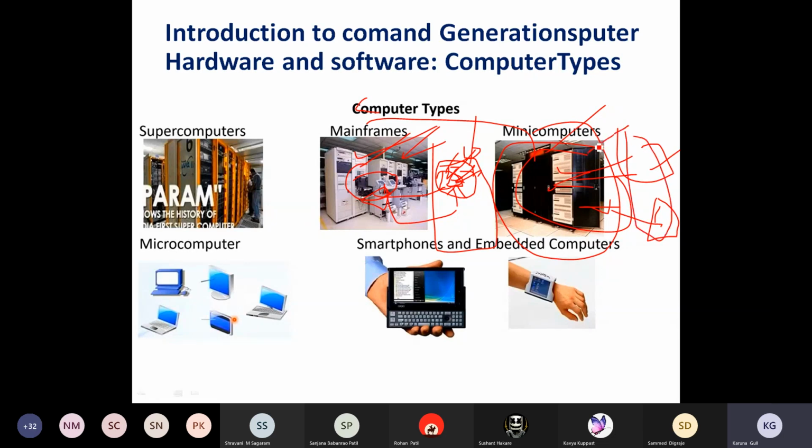The number of terminals that can be connected to this is less compared to the number of terminals that can be connected to this. Now IBM has developed the AS400, a mainframe computer. So a variety of mainframe computers were already existing in today's world, and similar kinds of minicomputers also exist today.